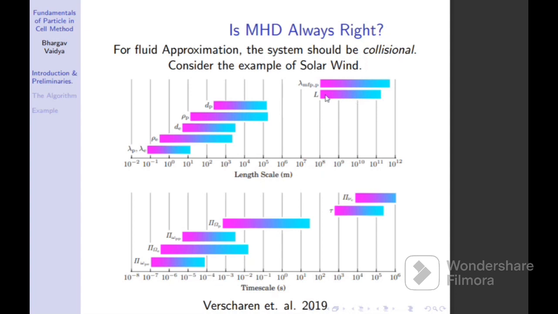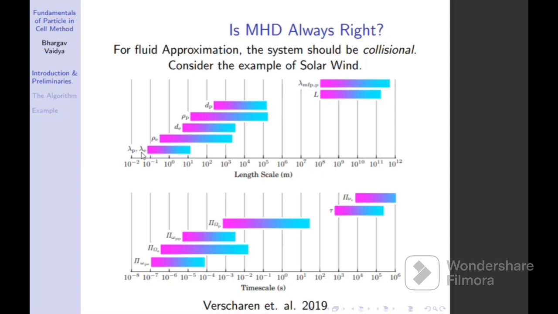Now you can see the mean free path of the proton is very similar to the length. In fact, the mean free path exceeds the length of the system when you are approaching L1. That means a proton wouldn't have even collided once to reach L1. So, how can we treat all protons as a fluid?